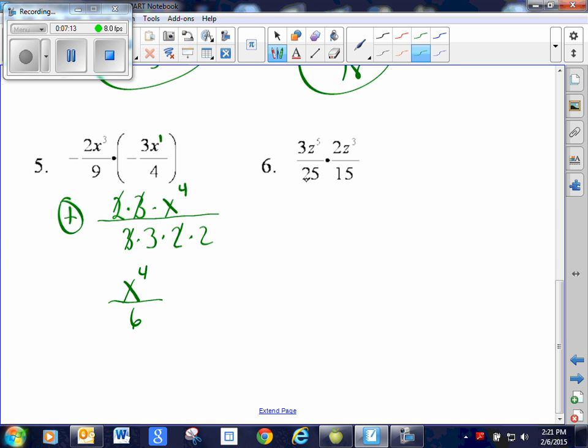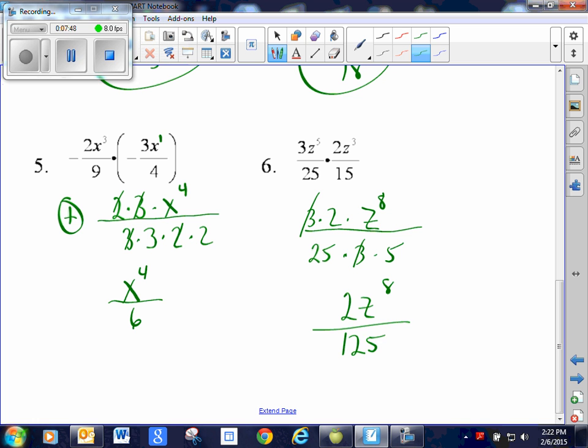Let's keep going. These are 2 positive fractions, so I don't even have to worry about the sign. It's positive. Single fraction bar, 3 times 2. Numbers come first. Z to the 8th. Add the exponents. 25, I could split them up into 5 times 5, but why? There's nothing up here that'll help me with, so I'm just going to write the 25 right here. But the 15, I will make 3 times 5 because those 3's will then cancel. And now I put it back together again. 2 z to the 8th over 125. And that's the answer.